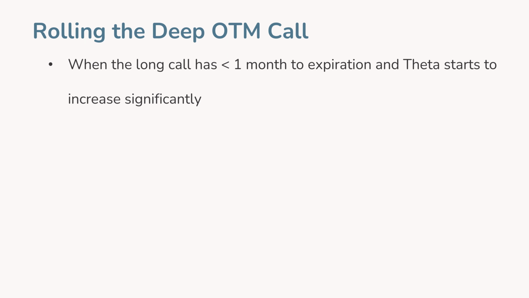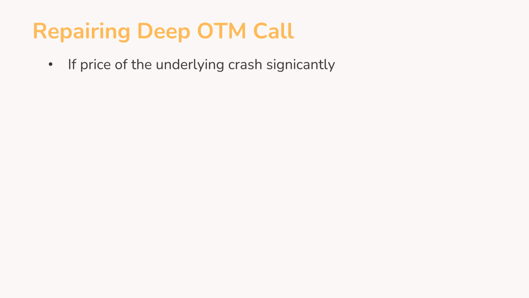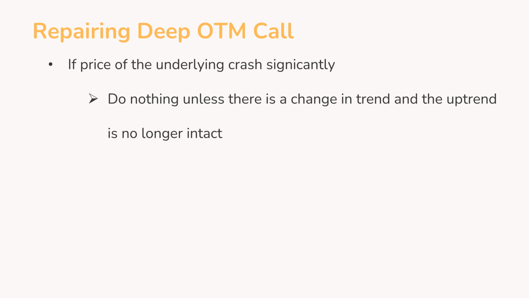So typically for this strategy, I will start rolling the call when it has less than 1 month to expiration, and that's when your theta starts to increase significantly. And I will only roll this out of the money call provided that the uptrend for the stock is still intact and I want to continue to capture the upside. For the repairing of the deep out of the money call, there's actually nothing much you can do. If the price of the underlying crashed significantly and I still have 1 to 2 months of time left, I will usually do nothing and just let the trade play out. Unless there is a change in trend and the uptrend is no longer intact, in which case I will exit the trade, which I will talk about in the next slide.